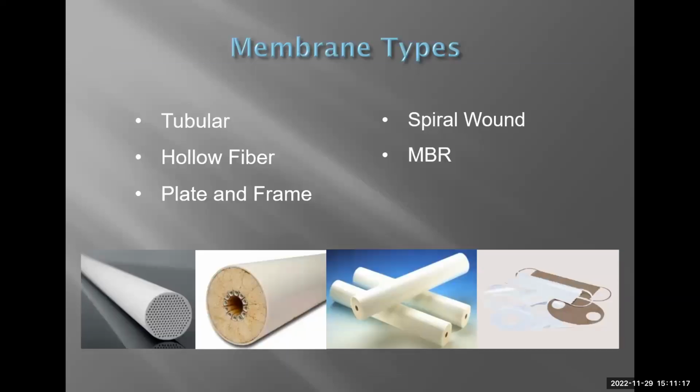So we've discussed what membranes are made out of. We discussed the tightness of them. Now we're going to talk about the different types of membranes. The basic types of membranes are tubular, hollow fiber, plate and frame, spiral wound, and MBR or membrane bioreactors.